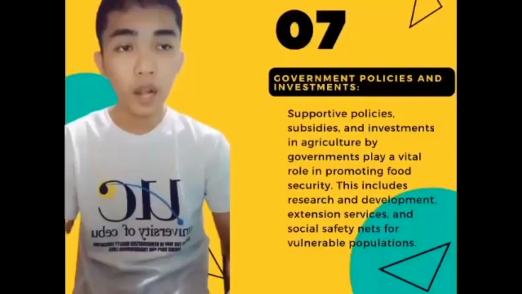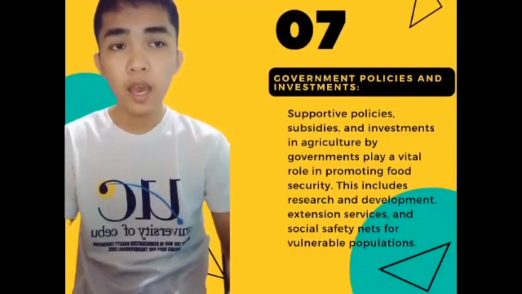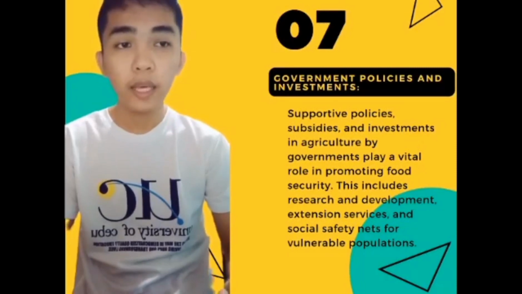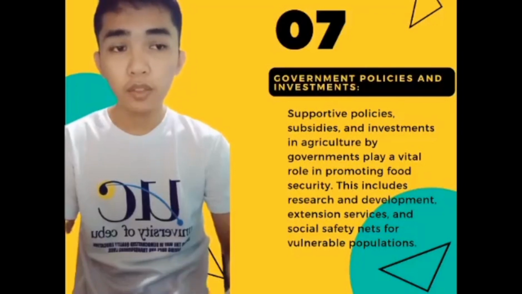And the last one is government policies and investments. Supportive policies, subsidies, and investments in agriculture by government play a vital role in promoting food security. This includes research and development, extension services, and social safety nets for vulnerable populations.